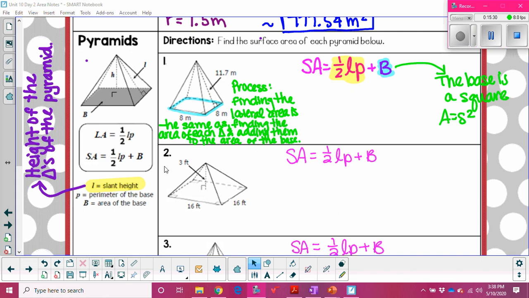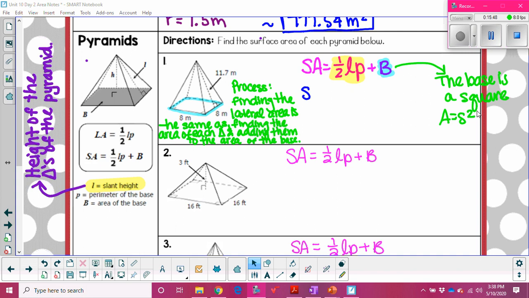So you're still finding the area of each side of the surface and adding them all together. The formula is just a shortcut to do that. Okay, so the base for this one right here, it's 8 by 8, so this is a square. The formula for area is side squared. So we're just going to fill in here.